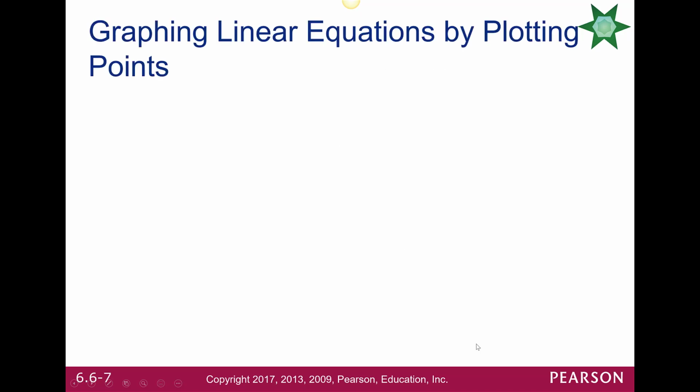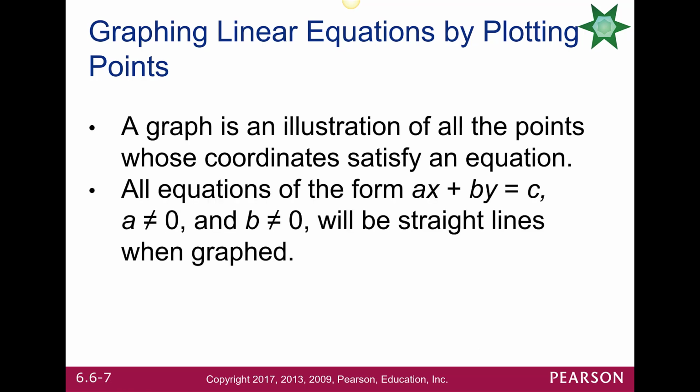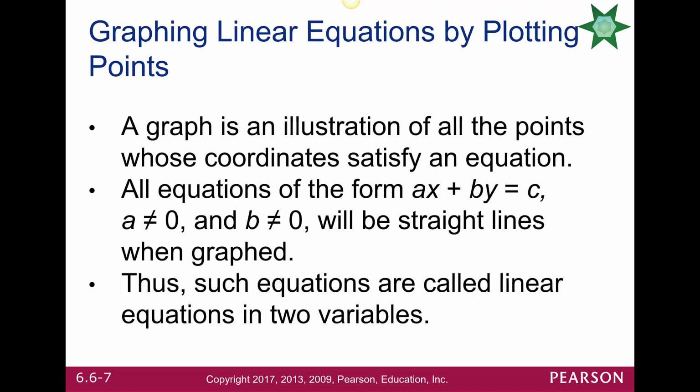Let's talk about graphing linear equations by plotting points. So a graph is an illustration of all the points whose coordinates satisfy an equation. All equations of the form ax plus by equals c, where a is not equal to 0 and b is not equal to 0, will be straight lines when they are graphed. Now, such equations are called linear equations in 2 variables.